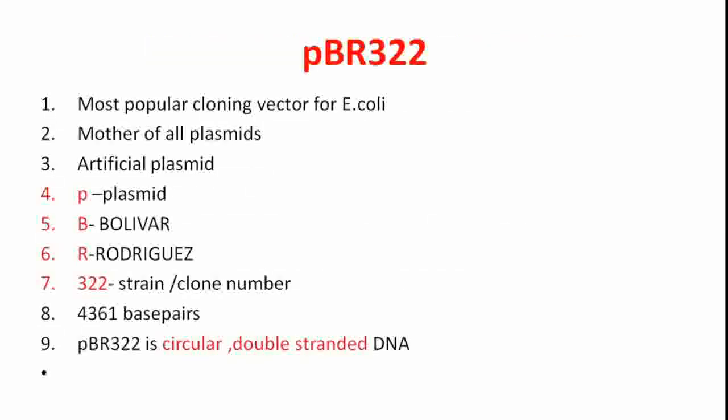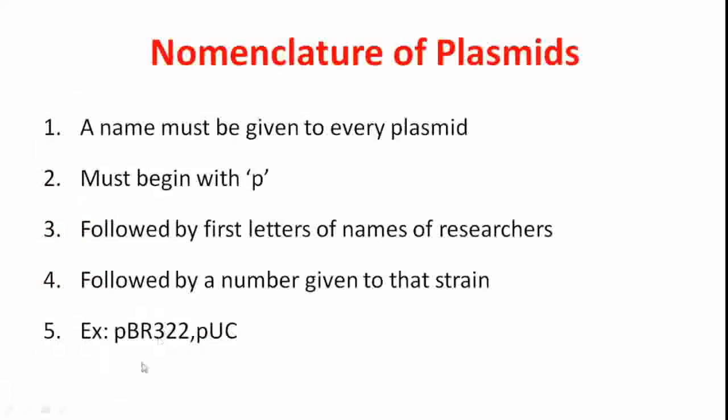And now let's study pBR322. This is one of the plasmids. Here you can see these two names of plasmids. pBR322 is the name of a plasmid. pUC is another plasmid. In this class, we will study these two plasmids in detail.